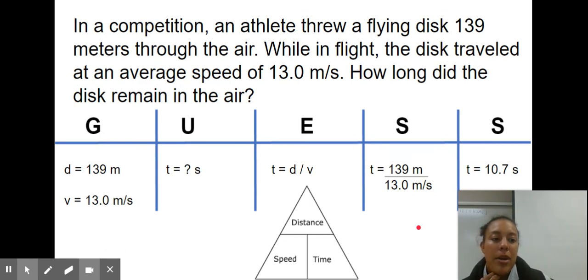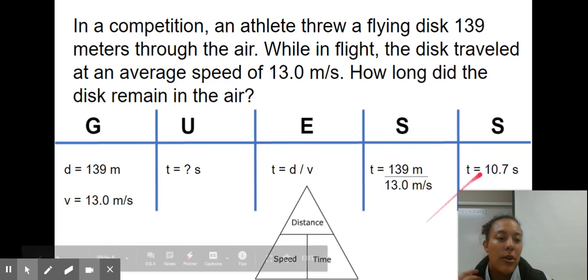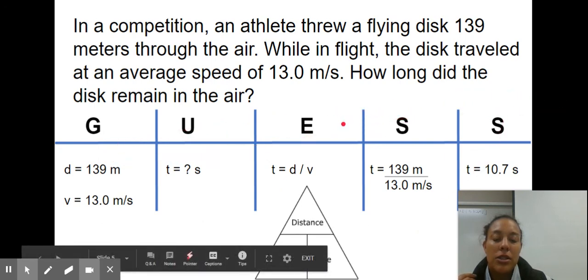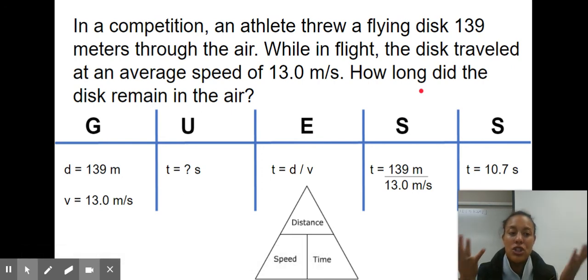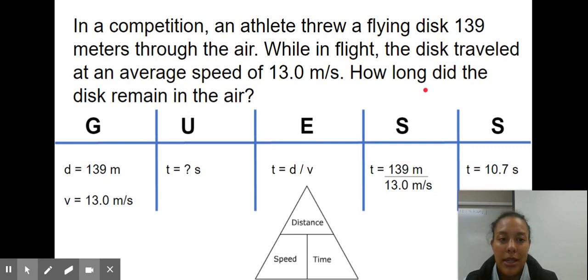So there are sample problems using the guess method. You don't have to write out all the letters if you don't want to, but it's nice to have them organized so you know what variables you are given in the problem and you're using the correct equation. You plug them in properly and you actually have a correct unit in the end.